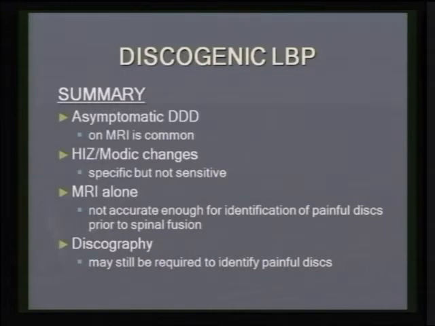So the summary of degenerate disc low back pain: we need to remember that asymptomatic disc degeneration is relatively common on MRI. The HIZ and the Modic changes are specific but not particularly sensitive. So I think the current status is that MRI alone is not accurate or reliable enough for the identification of a painful disc prior to potential spinal fusion. And therefore discography may still have a place to play in the identification of which disc is causing pain prior to any surgery.